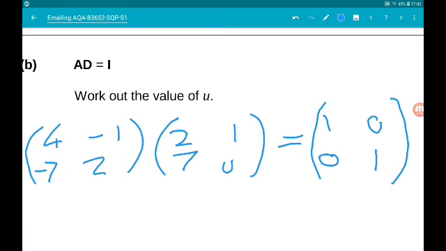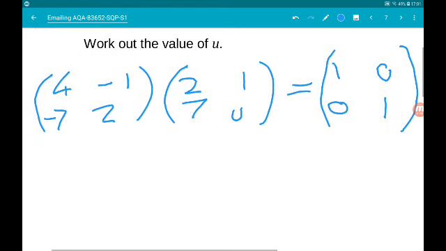Okay, now this is only one mark, so we wouldn't necessarily need to do the full multiplication. We could just work out one part that contains U, set that equal to the corresponding part of the identity matrix, and then solve for U. It's good practice though, so I'm going to do the full multiplication.